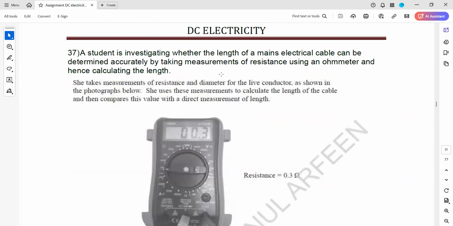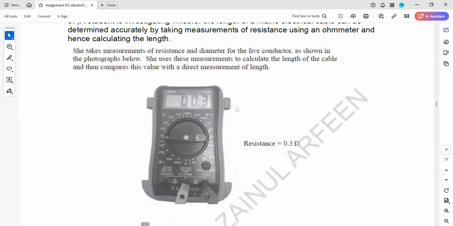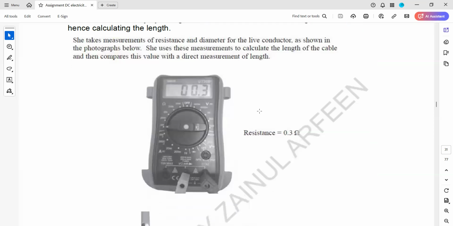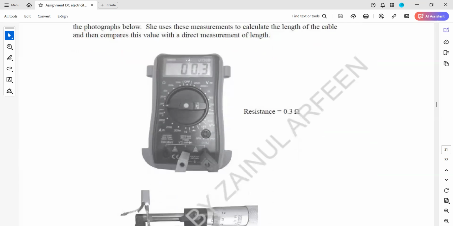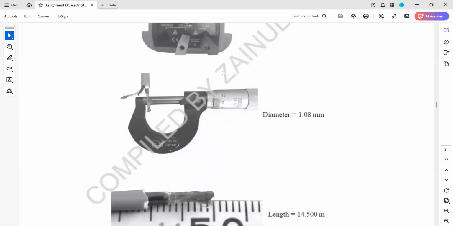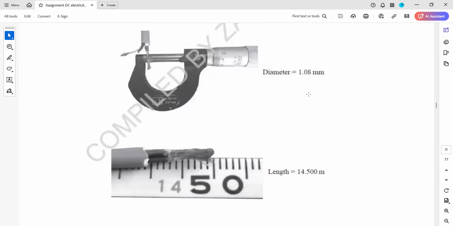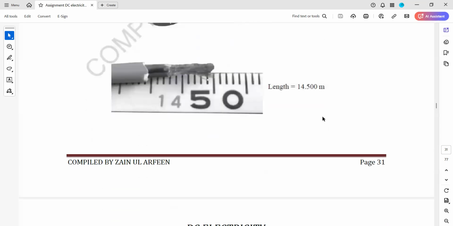In question 37, a student is investigating whether the length of a mains electrical cable can be determined accurately by measuring the resistance using an ohmmeter, and hence calculating the length. She takes a measurement of the resistance and the diameter of a live conductor as shown in the photograph. She uses the measurements to calculate the length of the cable and then compares this value with the direct measurement of the length. The reading is 0.3 ohm, the diameter was 1.08 millimeter, and the length was 14.5 meter.